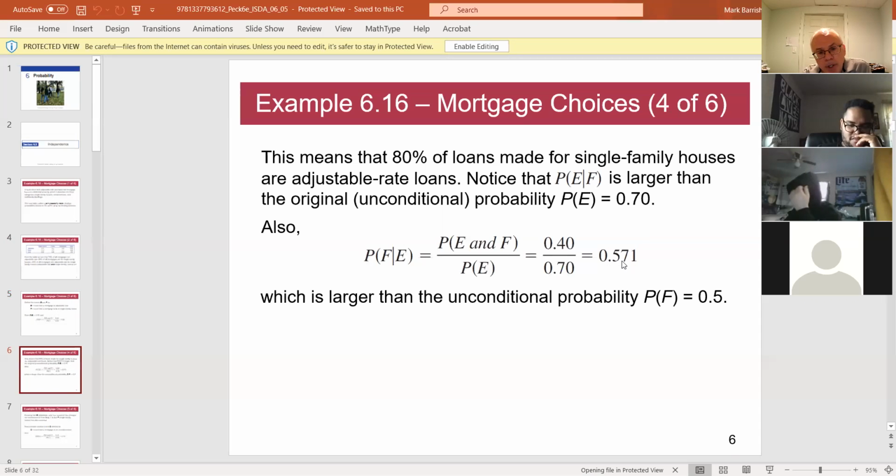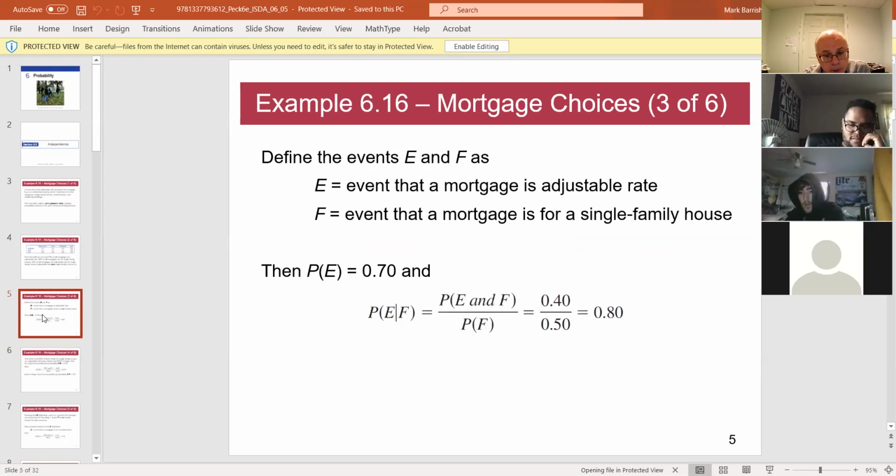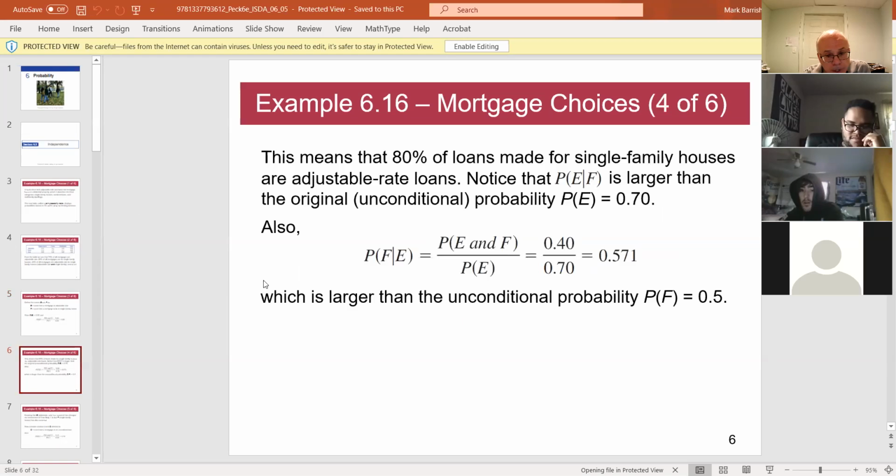Now they make a point here. Let's go back to the previous problem we did. We got an answer of 0.8. I didn't mention anything about this, but look at this probability here. 0.571 is the probability that if we know it's adjustable rate, the mortgage is for a single family home.